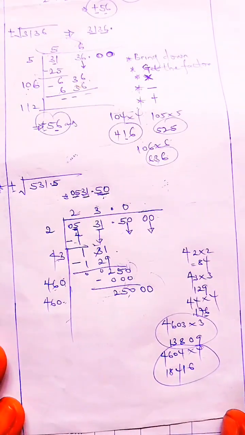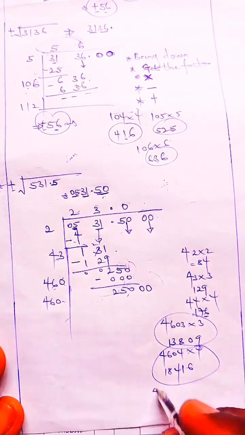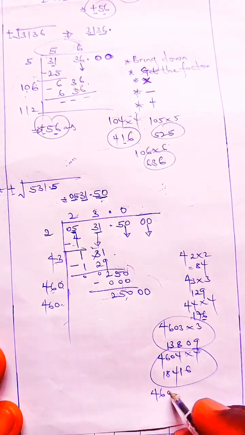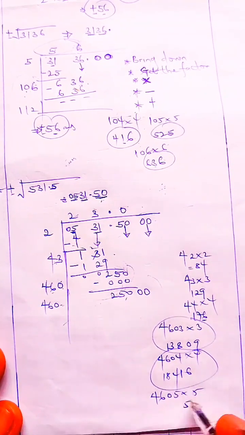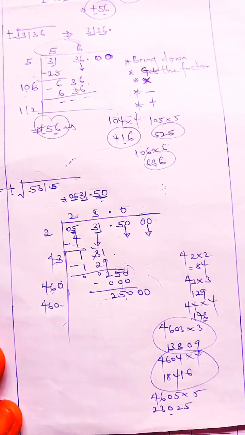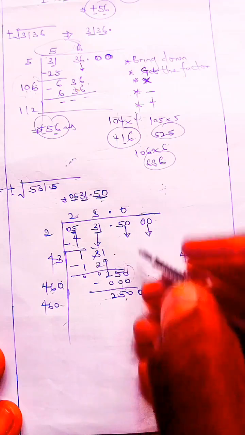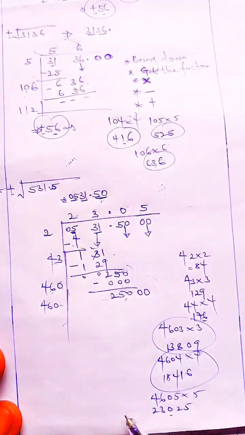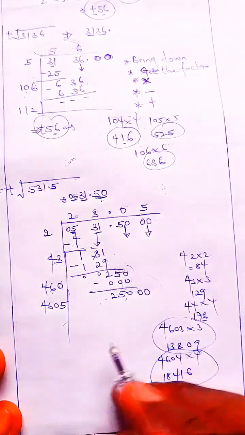So what do we do next? Let's try 5, 5 and 5. 4, 6, 0, 5 times 5, 25. 5 times 6, 30, keep your 3. 5 times 4, 20 plus this, 23. This is definitely what we are looking for, because if you add your 6, it will be far more than what we are looking for. So we're going to use our 5. Put 5 here and 5 here. We've gotten the factors already.